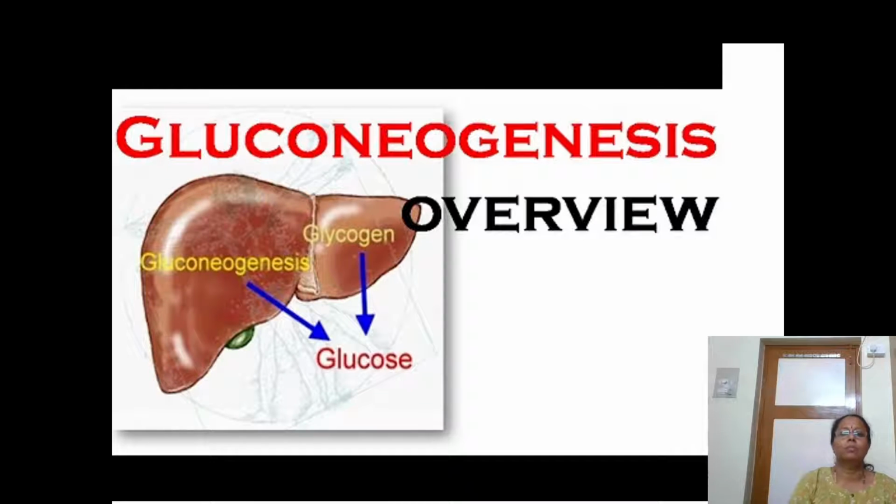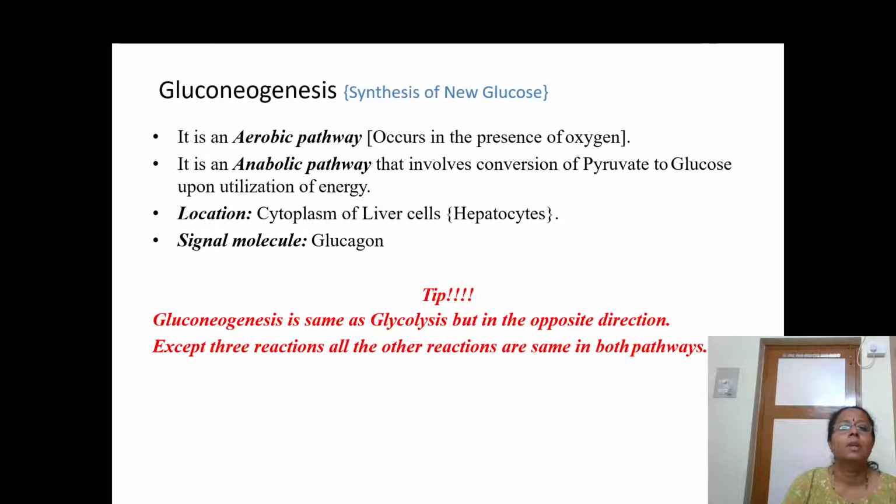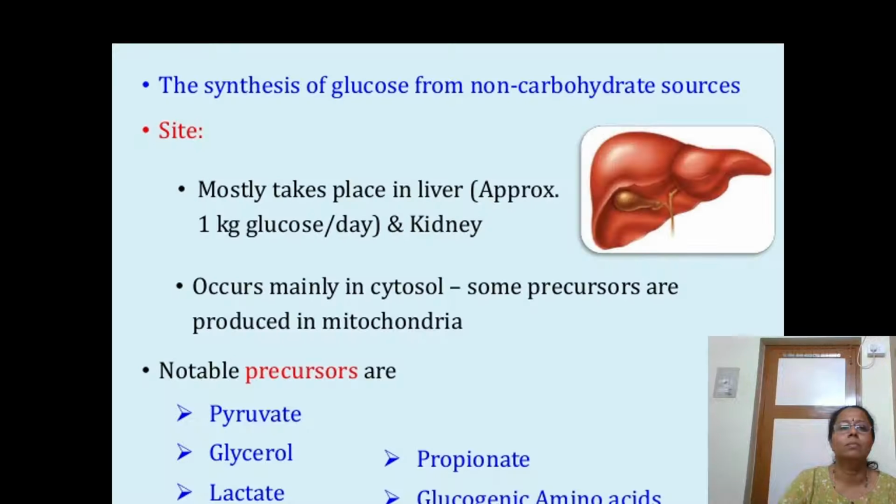Okay. So now let me just briefly explain to you what is this gluconeogenesis. See, this gluconeogenesis is the synthesis of new glucose. Synthesis of new glucose. So it's an aerobic pathway, and it takes place in the liver cells. It takes place in the cytoplasm of liver cells. Okay. Now, remember, gluconeogenesis is the synthesis of glucose from a non-carbohydrate source. You know very well, glucose is a carbohydrate. Here, carbohydrate is synthesized from a non-carbohydrate source.